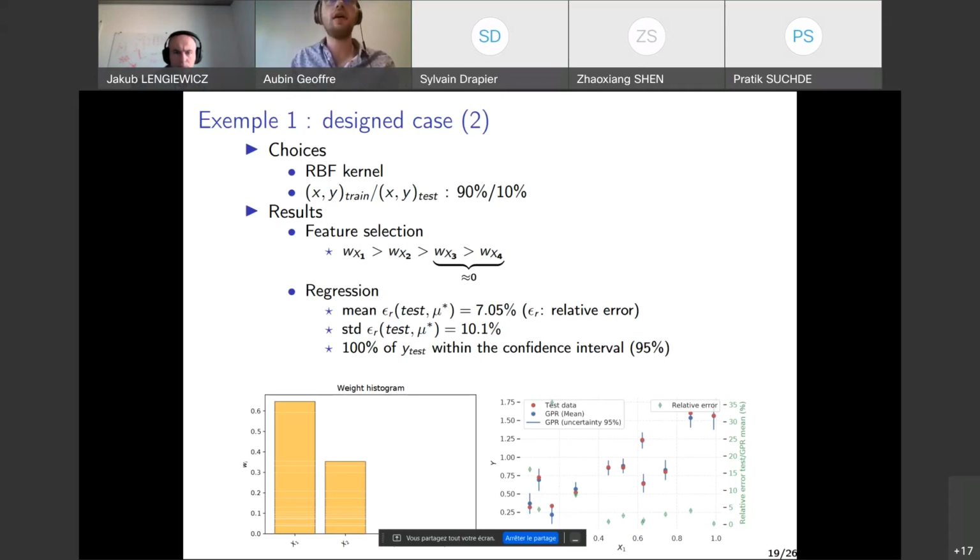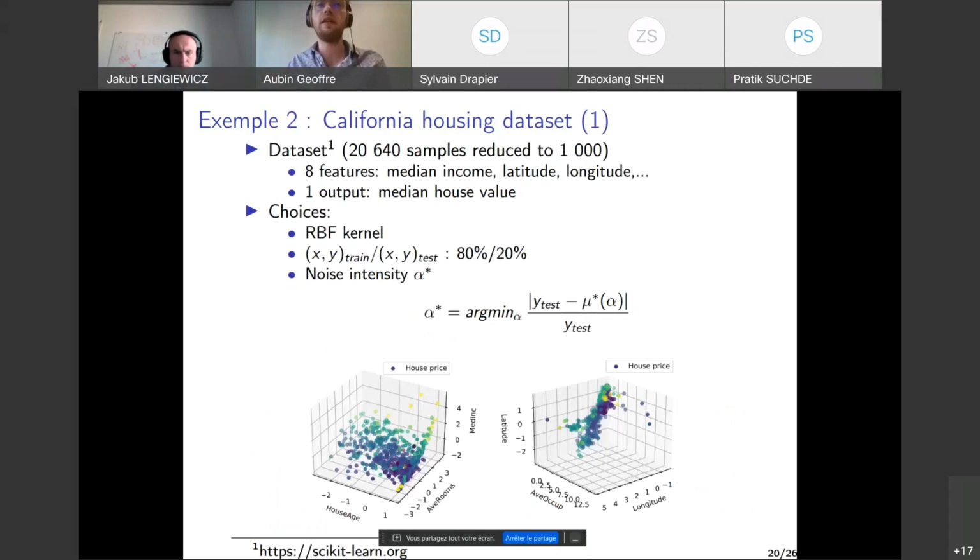Then I've applied this technique to a real-world data set with high variability. I've used the California housing dataset from scikit-learn. It's basically a dataset with some features, the latitude and longitude of some house, and the output is the median house value.